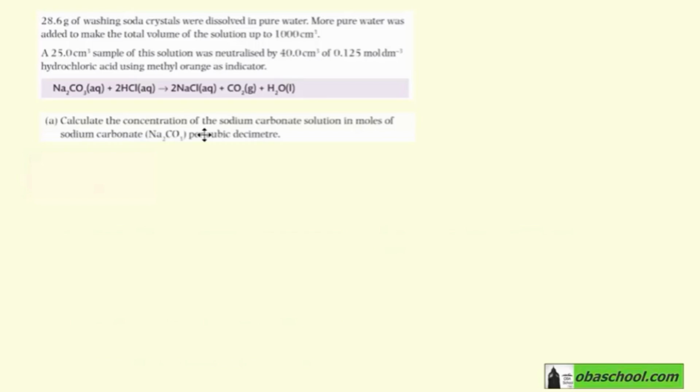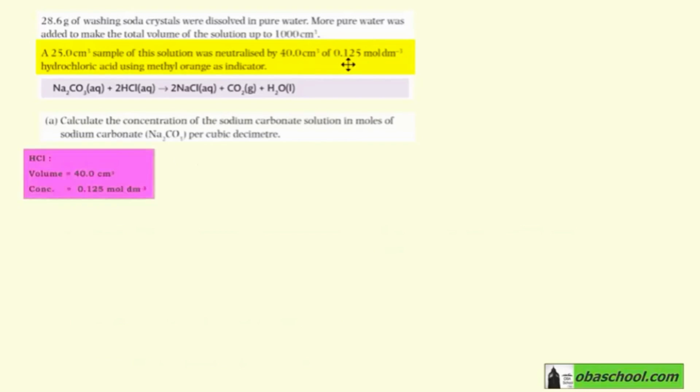Let's read the given together. The first part is useless for now. We'll start from the second part, from here. A 25 centimeter cubed sample of this solution was neutralized by 40 centimeter cubed of 0.125 moles per decimeter cubed hydrochloric acid. So hydrochloric acid has a volume of 40 centimeter cubed and a concentration of 0.125 moles per decimeter cubed. So I wrote down the given for hydrochloric acid.